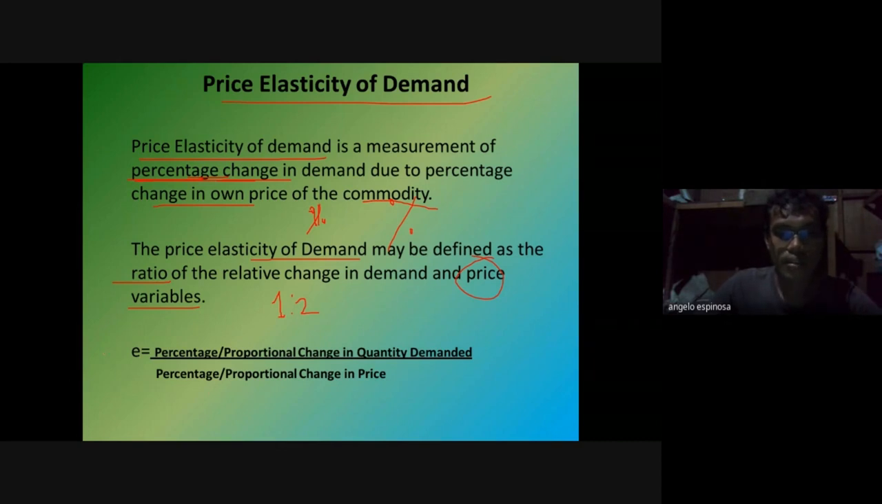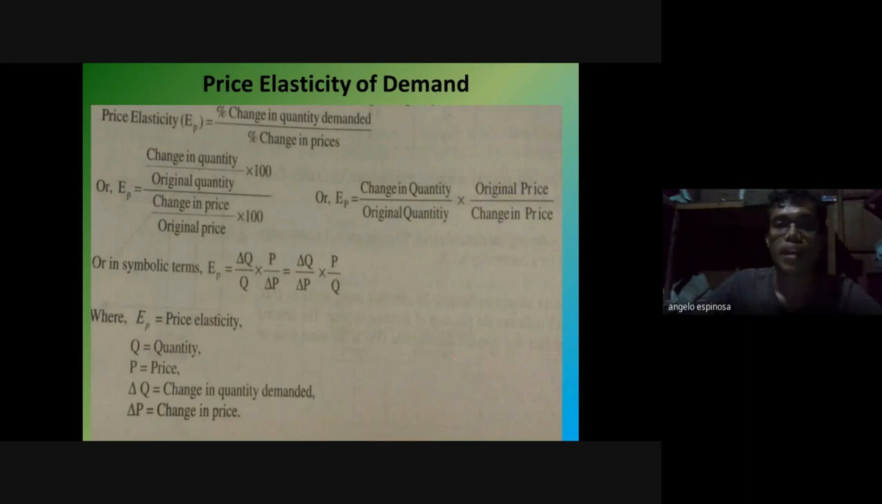So this is the formula of the price elasticity of demand. We have here that E represents elasticity, which is percentage or proportional. Proportional is another word for ratio. So E equals the percentage or proportional change in quantity demanded divided by the percentage or proportional change in the price. Yan ang formula.